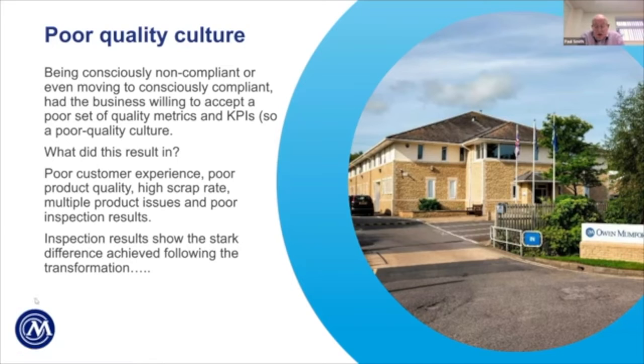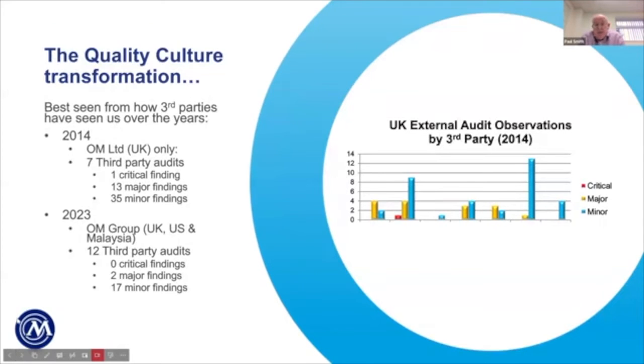So if we look at some of the details, on the next slide, please, it shows just where we were back in 2014. So third-party audits in 2014, we had 7 of them. This was just in the UK: 1 critical finding, 13 major findings, 35 minor findings. The transformation of that to last year, and we have 2 sites of manufacturing in the UK. We have a US site and we have a Malaysia site now.